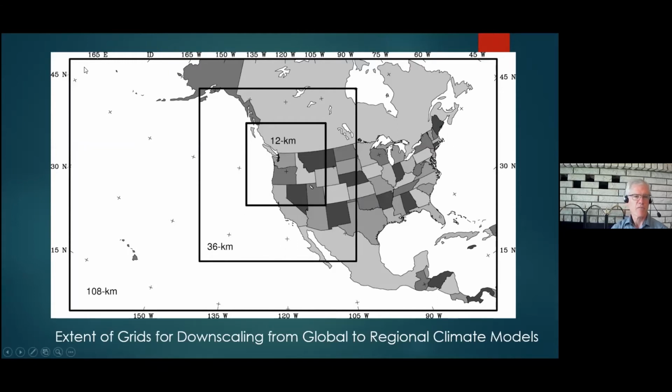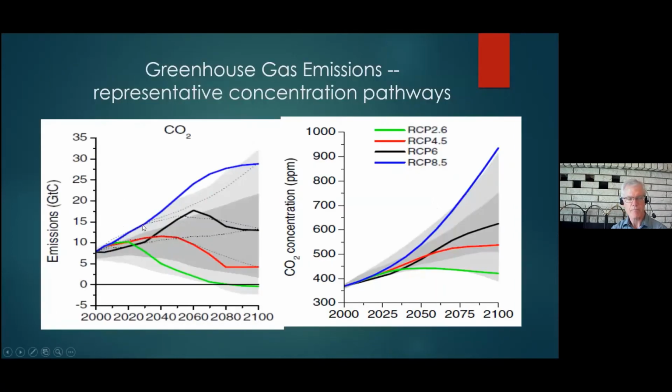So this graphic shows the extent of the models used. The outer box shows the extent of the global climate model results that were used, and then the nested 36-kilometer grid and 12-kilometer grid models. Those extents are shown in these inner 2 boxes. And we needed to get down to the 12-kilometer grid to really get the effects of the Olympic Mountains and the Cascade Mountains, which are on the west and east side of Seattle, respectively.